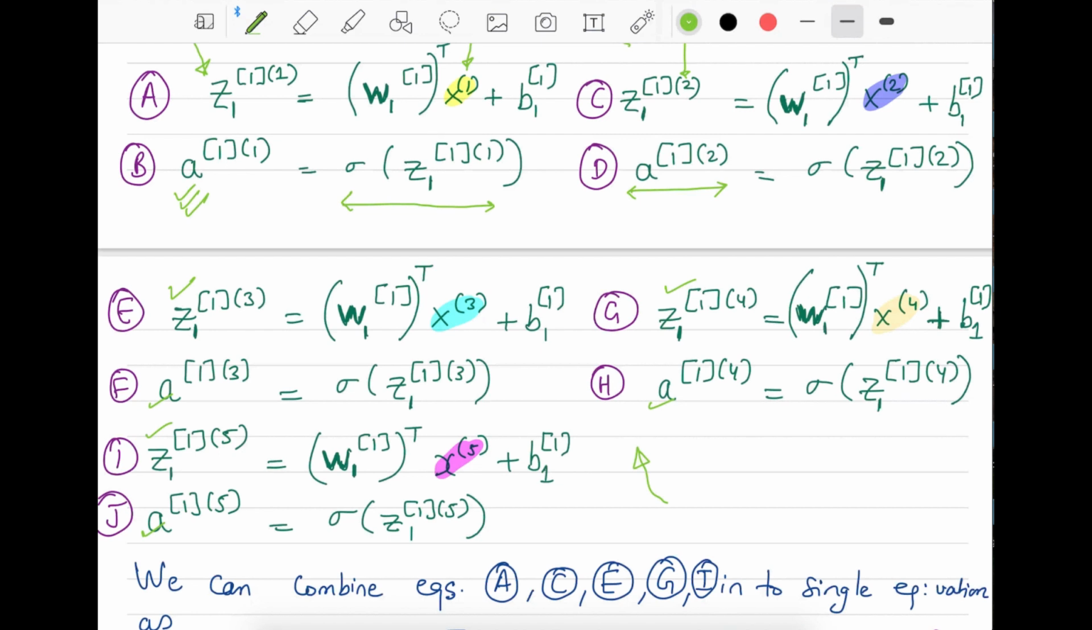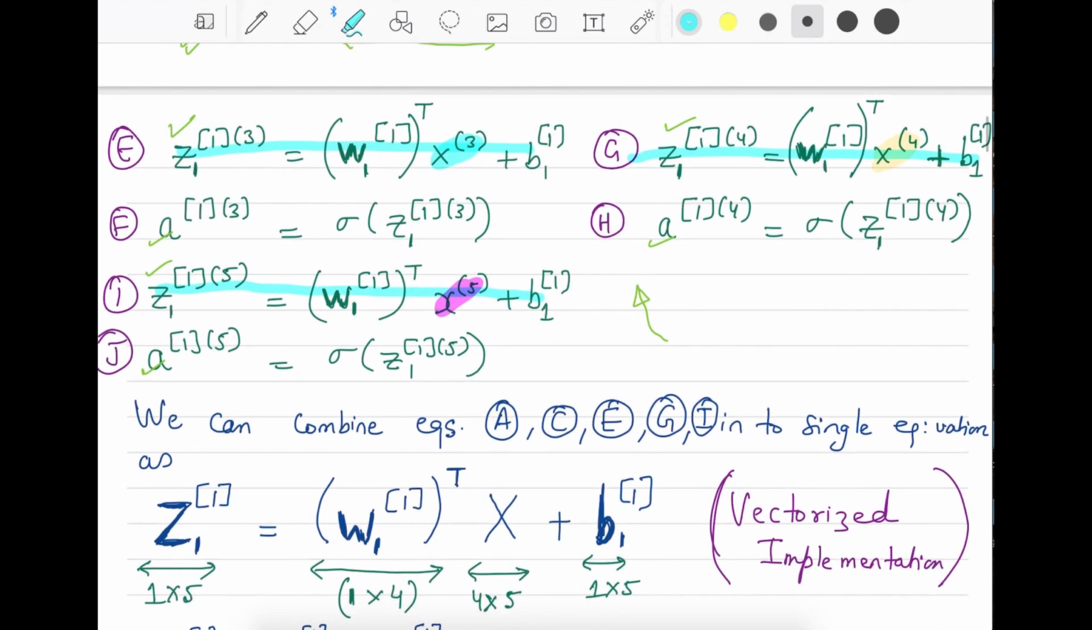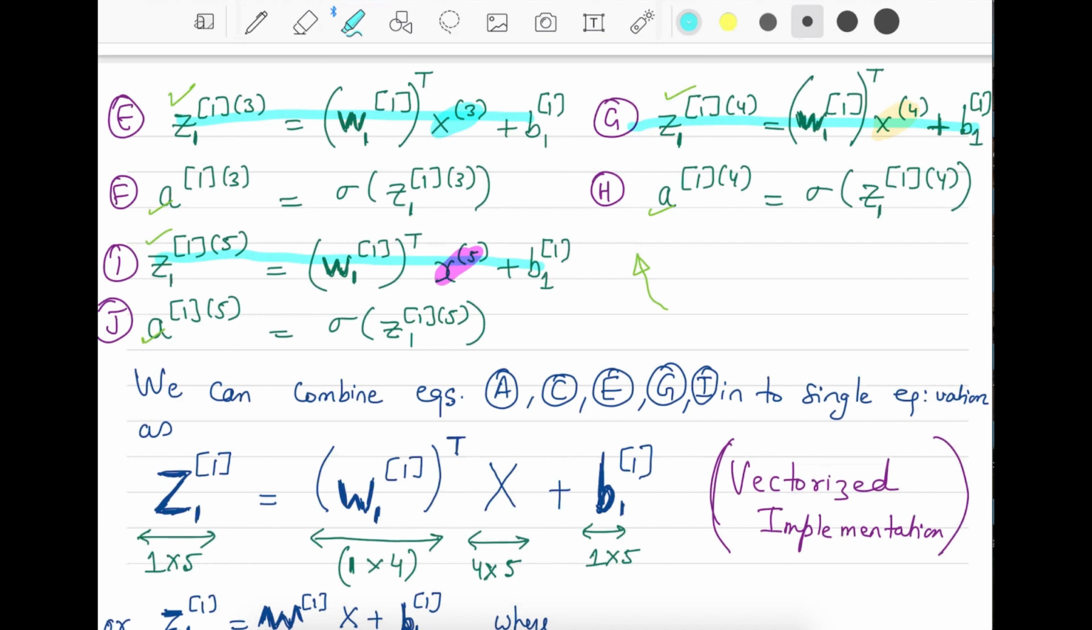This is represented in terms of a vector form, but now we can club all these equations. For example, I will focus on Z11, this one, all the Z's. I will focus on this first. Can we combine all these 5 equations of Z into a single equation? Yes, we can do that using this implementation. You can represent all these 5 equations using this matrix multiplication.